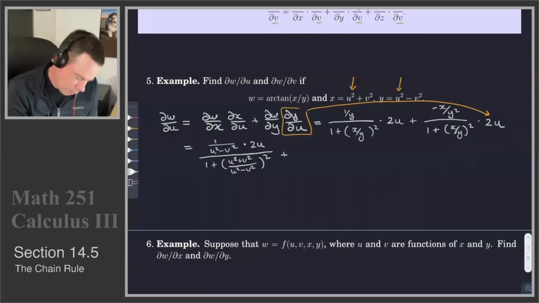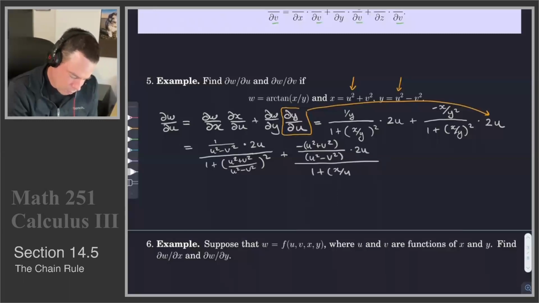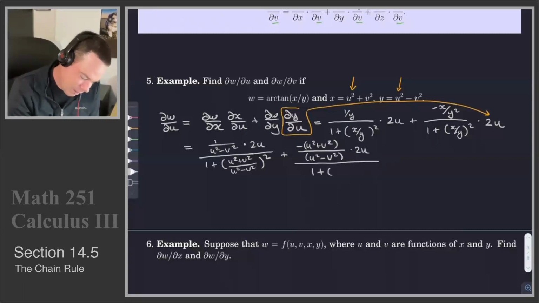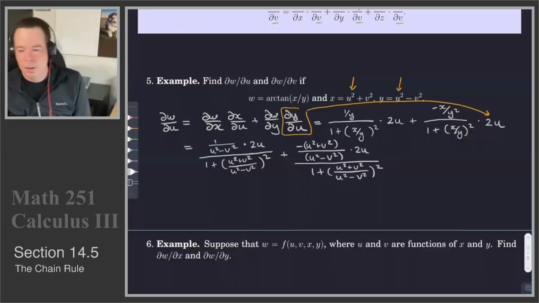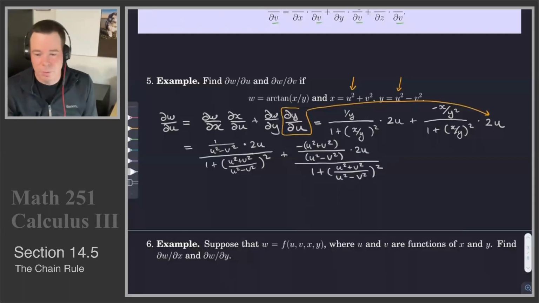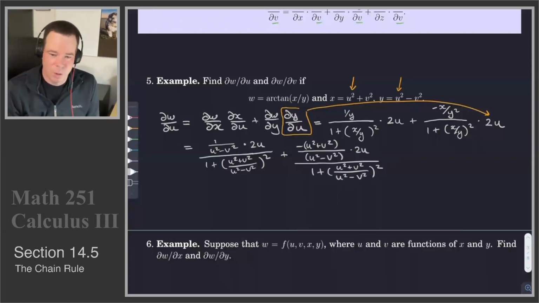Thanks for the question. And so then we've got a negative x, which is our u squared plus v squared, all over y squared, which is u squared minus v squared, times 2u all over 1 plus x over y. And I want to get the x over y's in terms of u's and v's, so there's a lot of stuff here. U squared plus v squared over u squared minus v squared all squared. So there it is expressed in terms of u and v, not simplified at all, but there's our partial derivative.